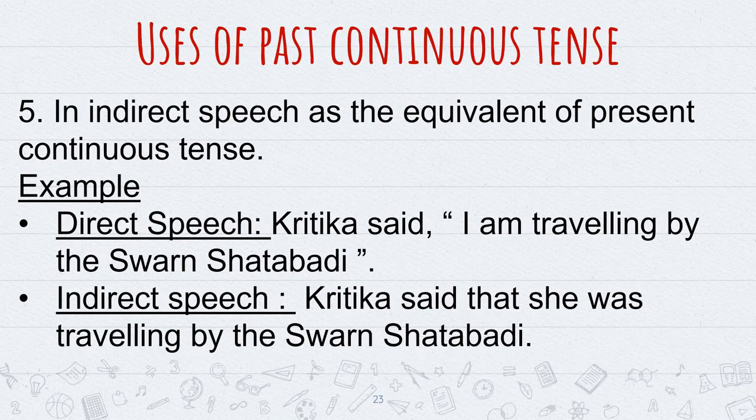The next use of past continuous tense is in indirect speech as the equivalent of present continuous tense. For example, in direct speech, the sentence is Kritika said, I am traveling by the Swan Shatabdi. Its indirect speech will be Kritika said that she was traveling by the Swan Shatabdi. That means when we read direct and indirect speech, past continuous tense is used to change present continuous tense in indirect speech.